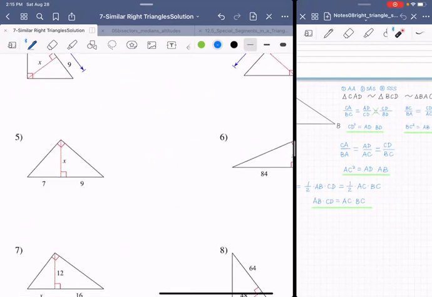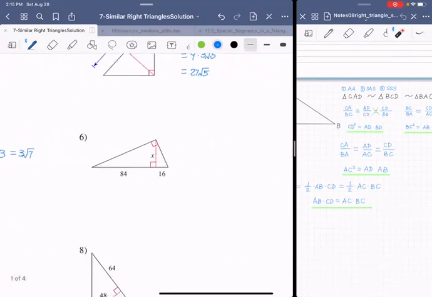Branson, number 5. X squared equals, wait, 7 times 9. X equals 3 times 7 times 3, which is, yeah, 3. Okay. Now Debbie.